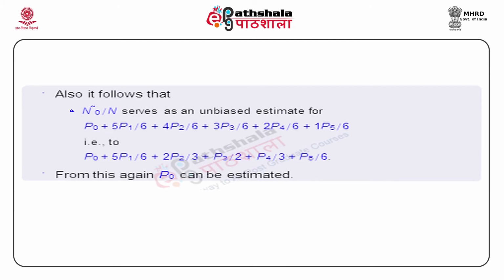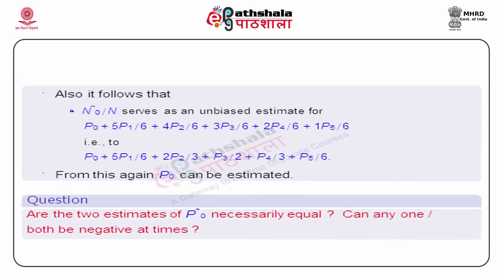The other way of doing it is looking at all the Pi hats and then subtracting from 1. That gives you P0 hat. So, you have two expressions for that. The question comes: are the two estimates of P0 hat necessarily equal? Can any one or both be negative at times? This is something that one should think about a little bit.